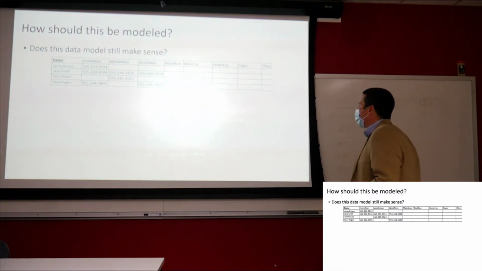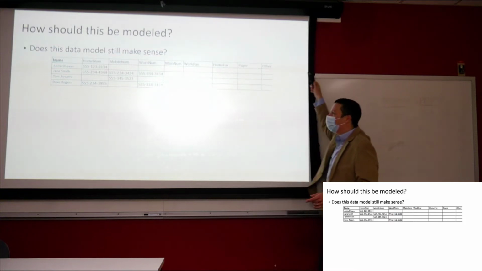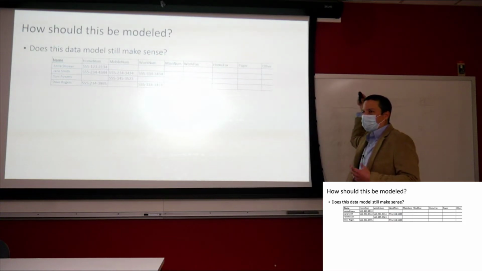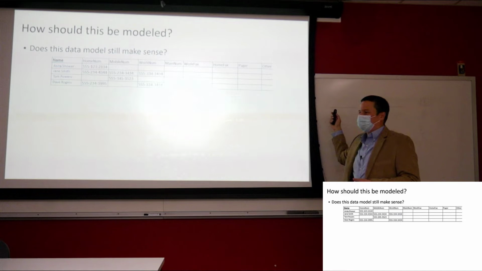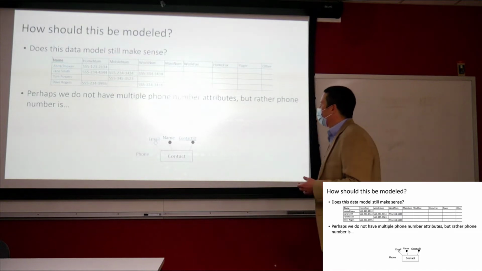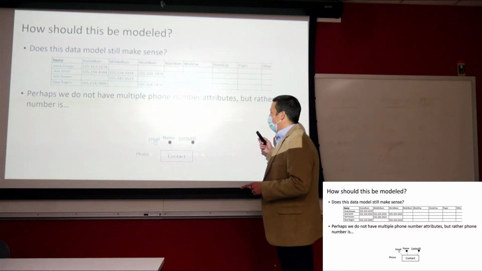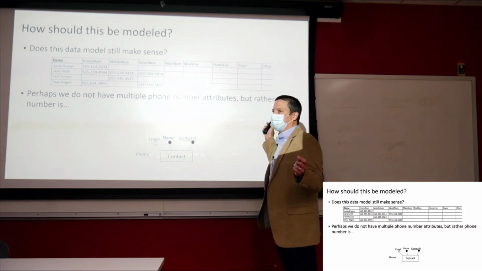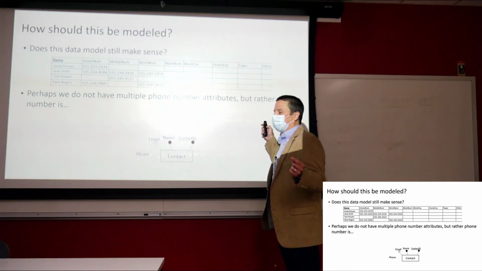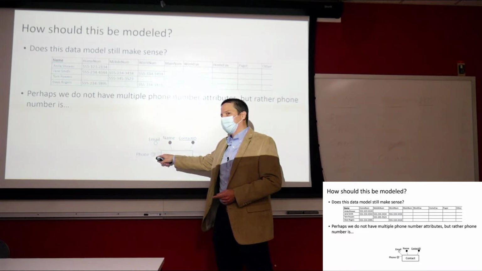So now, does this data model make sense? Can I just have an infinite number of attributes describing different types of phone numbers a person might have? That doesn't really make sense. So maybe it's not that we have multiple attributes describing someone's phone number, but maybe phone number is what? Yeah, maybe phone number is a multi-value attribute.